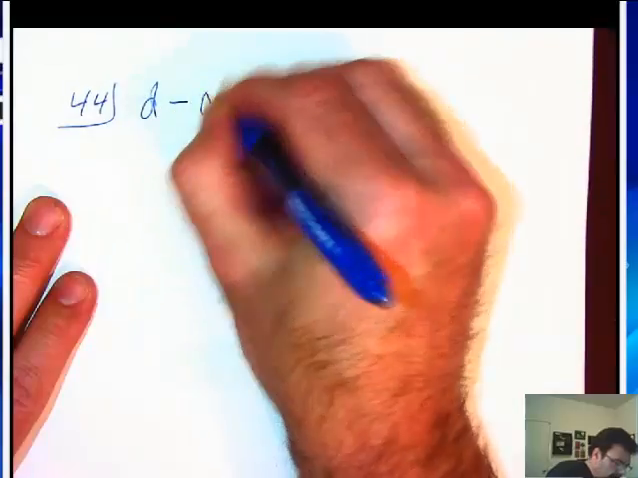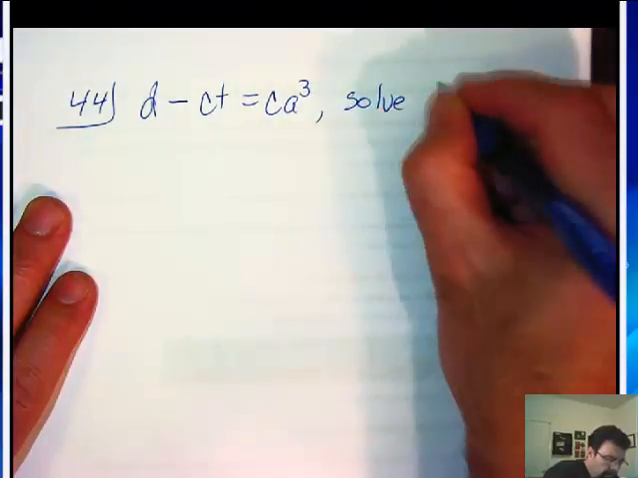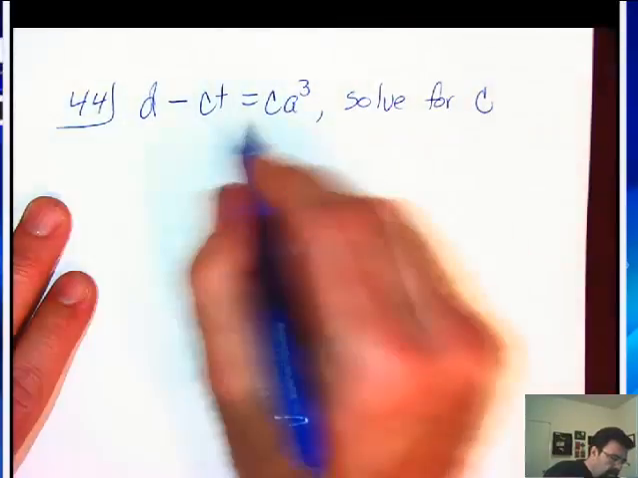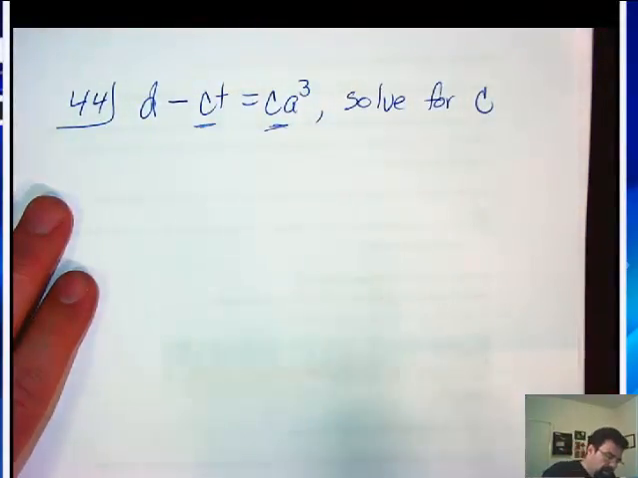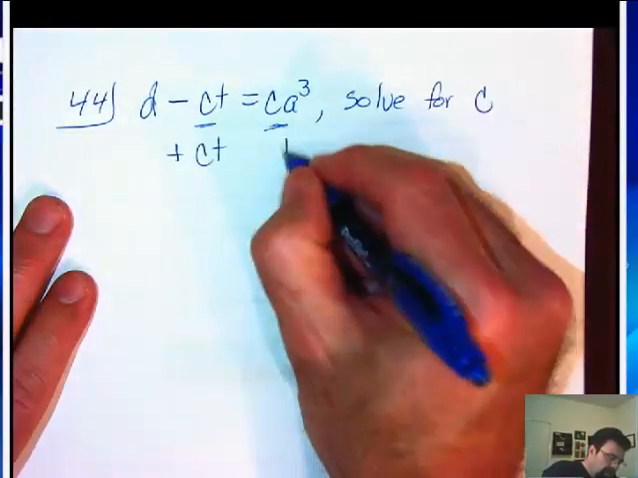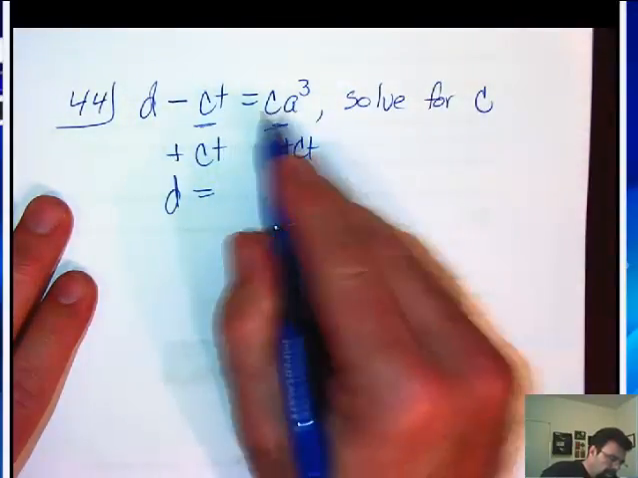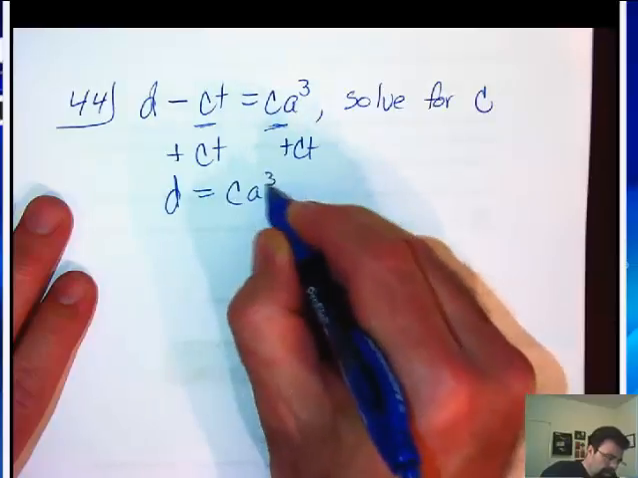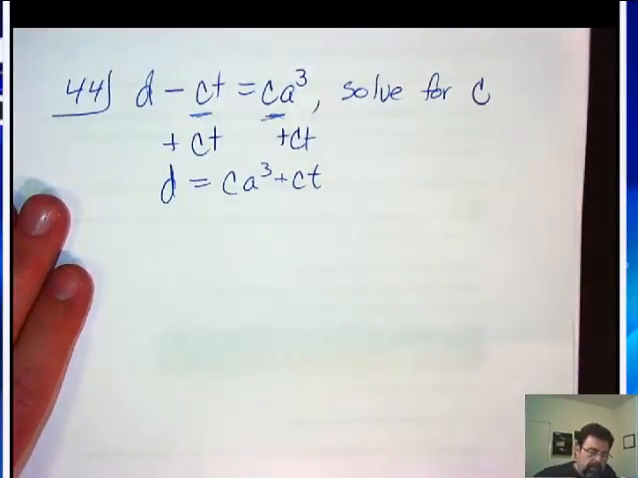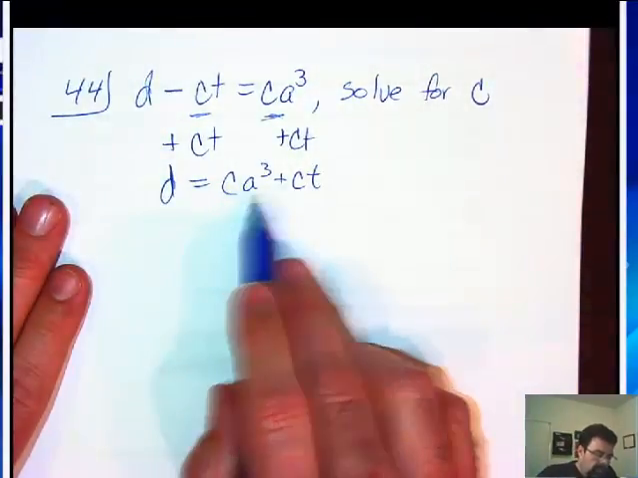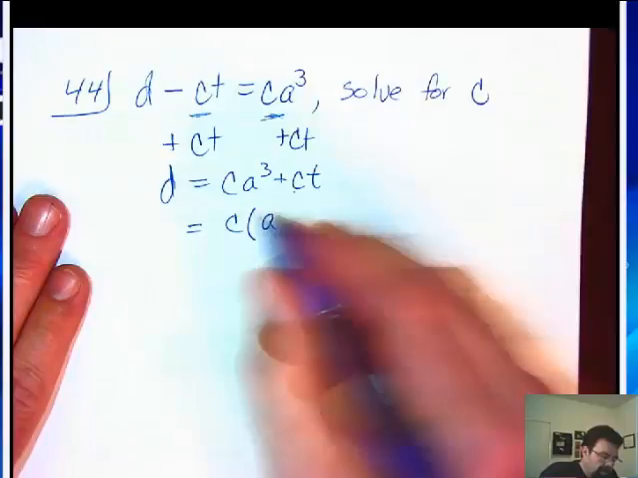D minus CT equals CA cubed. Solve it for C. So again, I got this term and this term with C in it. My idea is to get them all on the same side. So I'm going to add CT to both sides. So those cancel. Then on this side I have CA cubed plus CT. Okay, what's the next step? The next step would be to factor out the variable that I'm trying to solve for. And whether you put it in front or back, it doesn't matter.